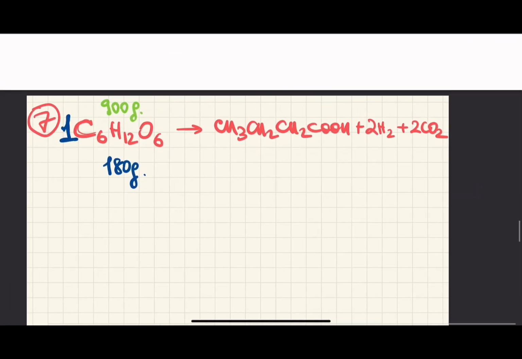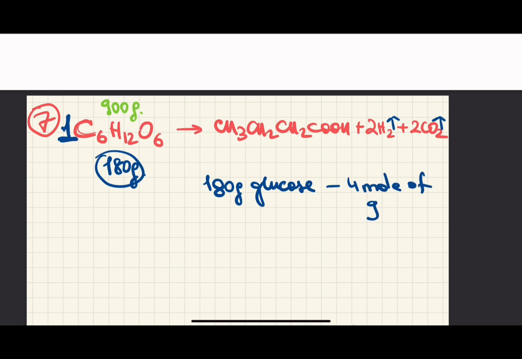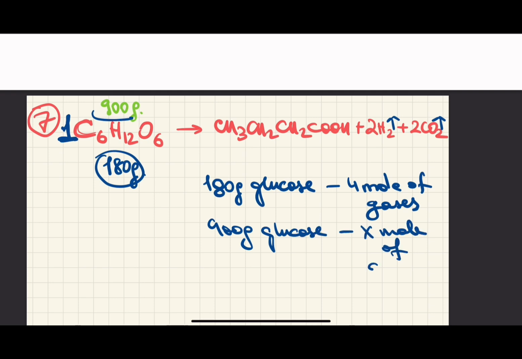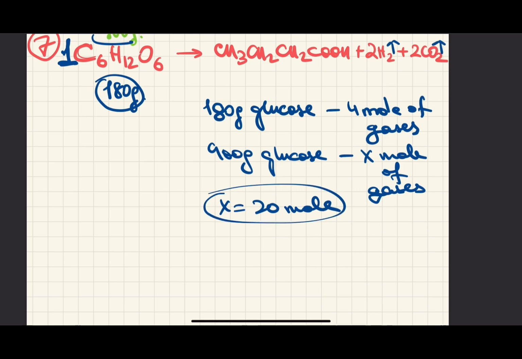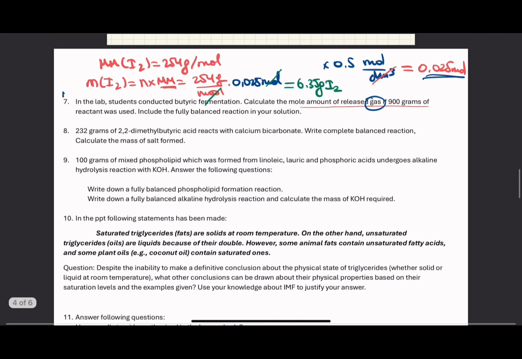Now, as you see, when we use 1 mole of it, we create 4 moles of gases. Do we agree? Which is 180 grams. So 180 grams of glucose releases 4 moles of gases. Now in this case we use 900 grams, which is just 5 times more. This would be X moles of gases, and if you do the calculation, it would be 20 moles of gases. Now question 7 is done.